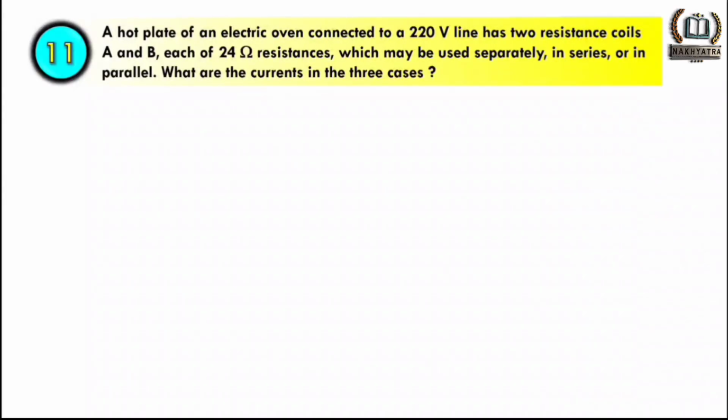Let's solve it. A hot plate of an electric oven connected to a 220 volt line has two resistance coils A and B, each of 24 ohm resistances, which may be used separately, in series or in parallel. What are the currents in the three cases? Okay, see, we are given the two resistances of the coils A and B, each of 24 ohm resistances. Now, these are used separately, in series or in parallel.